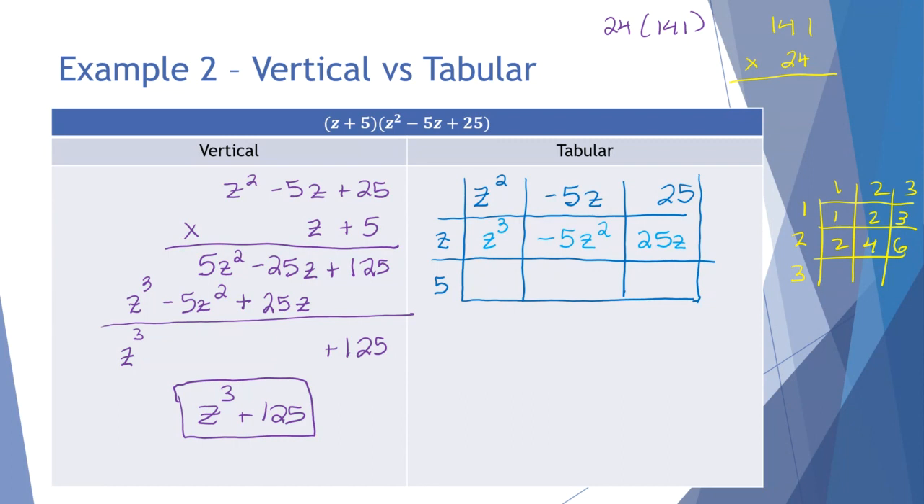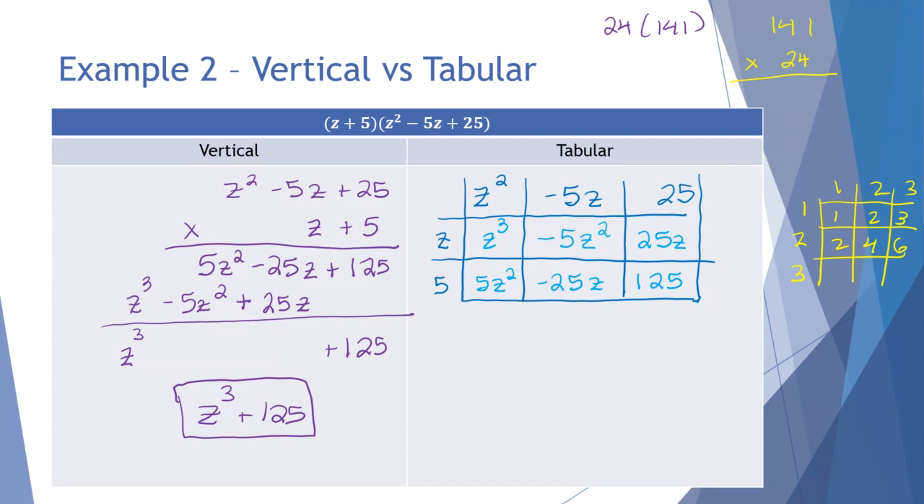Then I take the second row, 5, and I multiply it by the first column. 5 times z squared is 5z squared. 5 times negative 5z is negative 25z. And then 5 times 25, that's 125.